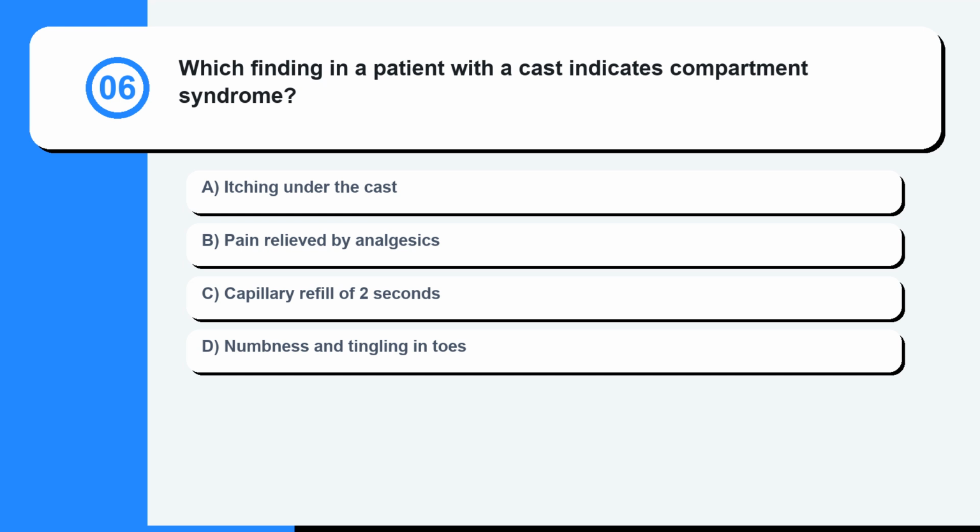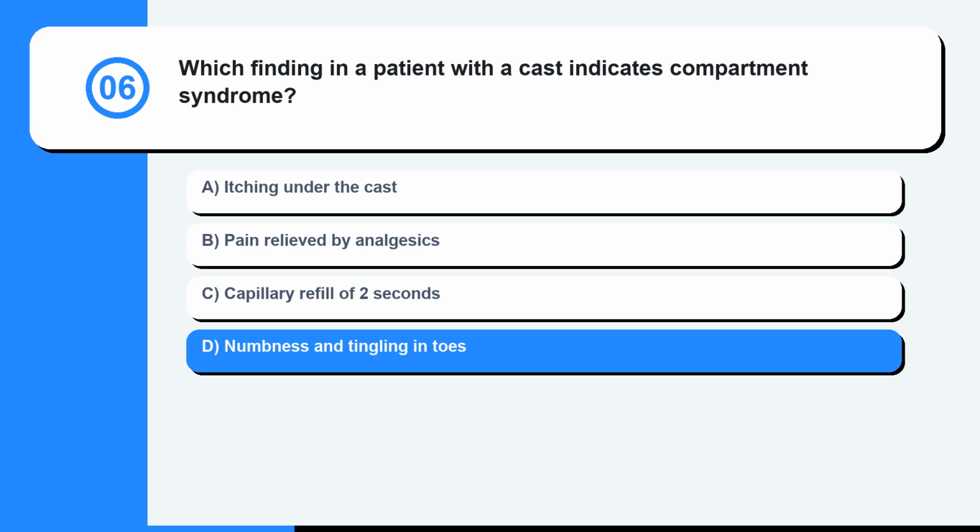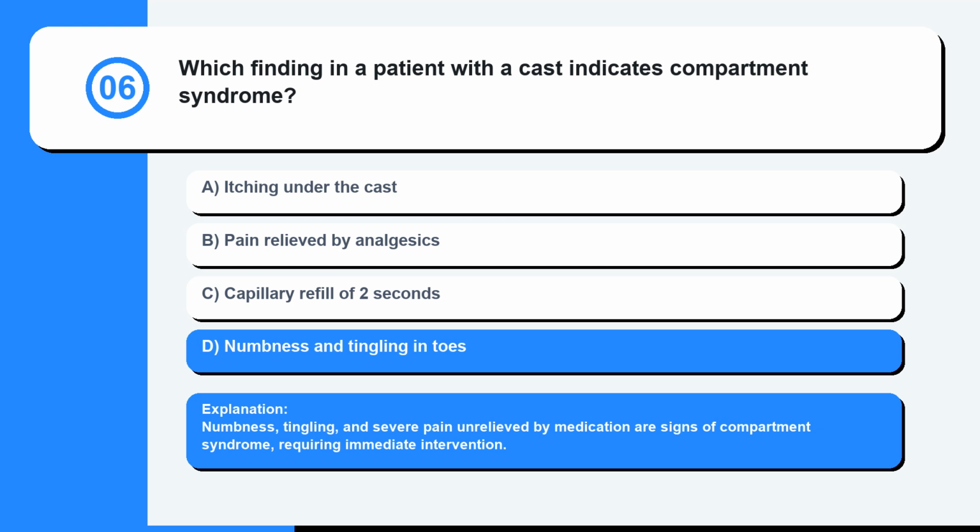Question 6. Which finding in a patient with a cast indicates compartment syndrome? A. Itching under the cast. B. Pain relieved by analgesics. C. Capillary refill of 2 seconds. Or D. Numbness and tingling in toes. The correct answer is D. Numbness and tingling in toes. Numbness, tingling, and severe pain unrelieved by medication are signs of compartment syndrome, requiring immediate intervention.